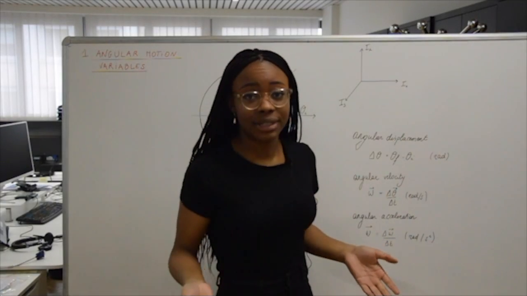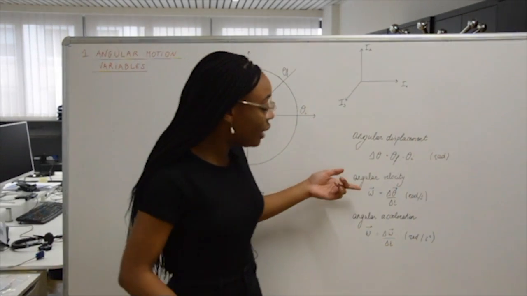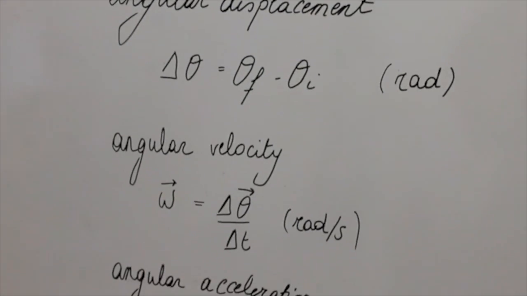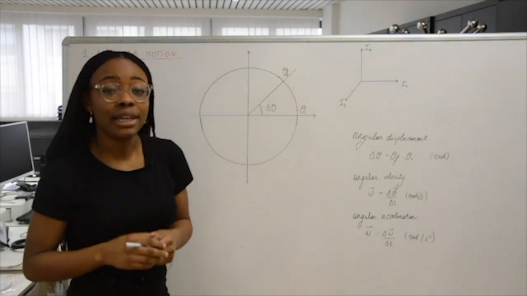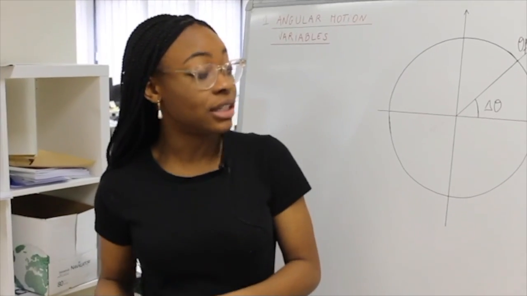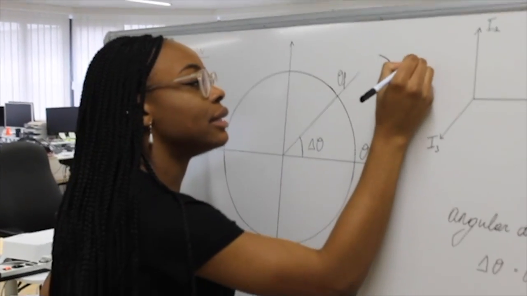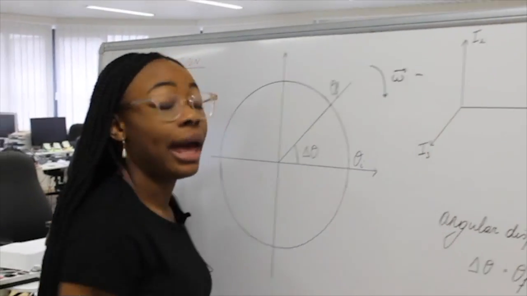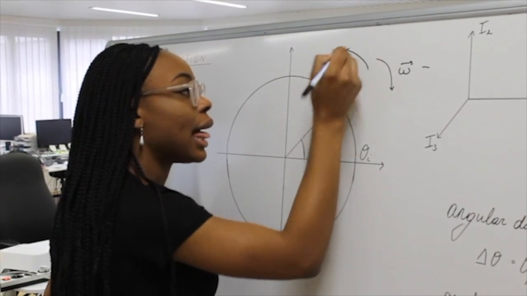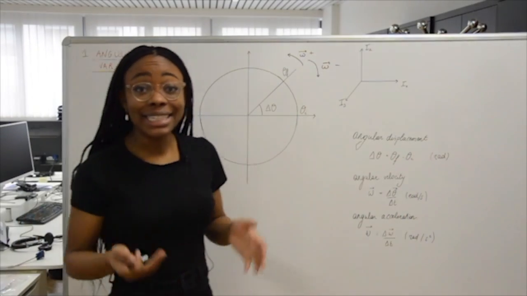So what about angular velocity? Well, it's similar to linear velocity, but now in rotational motion. So we have here the angular velocity equals the change in angular displacement over time, and it's in radians per second. Now the angular velocity is a vector, so of course it has a direction. Now the convention says that if an object is rotating clockwise, the angular velocity is negative. And if an object is rotating counterclockwise, the angular velocity is positive.